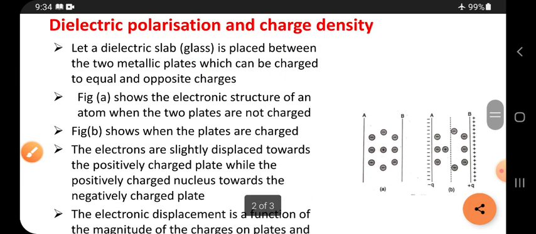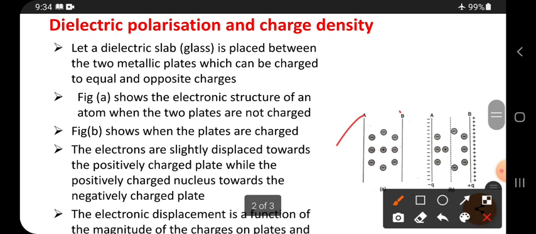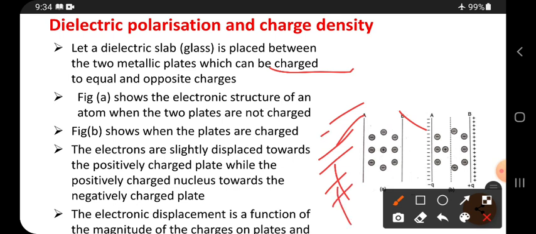And the plates can be charged. That means we can charge it negative, or we can charge it positive. If we charge one plate negative, then we have to charge the other with positive. So if you charge it with positive, then charge the other with negative.